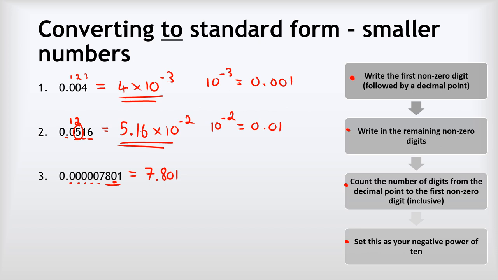Remember, we're counting the number of digits from the decimal point to the first non-zero one. So we're going 1, 2, 3, 4, 5, 6. So our 7 is on the 6th decimal place. So we're going to go 7.801 times 10 to the negative 6. And that will be our final answer.